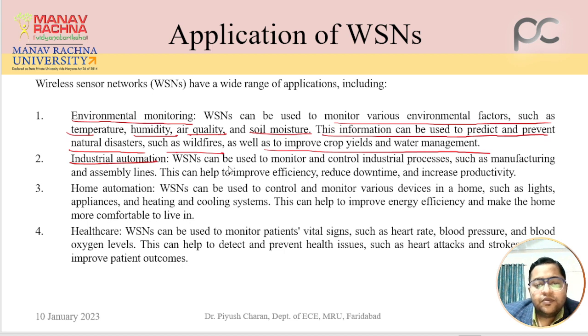Industrial automation. WSNs can be used to monitor and control industrial processes such as manufacturing and assembly lines. This can help to improve efficiency, reduce downtime, and increase productivity. In home automation, WSNs can be used to control and monitor various devices in a home, such as lights, appliances, and heating and cooling systems. This can help to improve energy efficiency and make the home comfortable to live in.